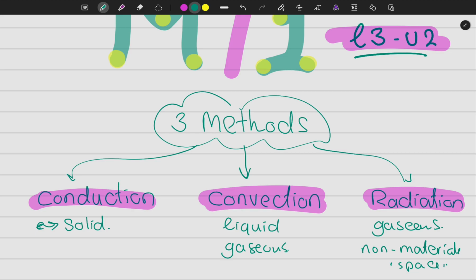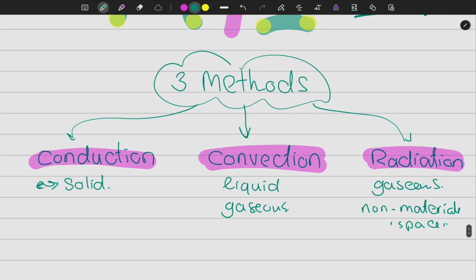So if the energy of the sun wants to transfer from the sun to us, it would transfer by radiation, because there is nothing at all between us and the sun. There is only space, not solid, not gaseous, not liquid. Okay, so these are the three methods: conduction, convection, and radiation.